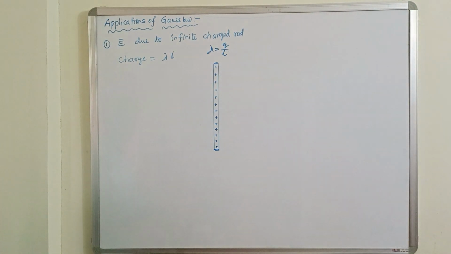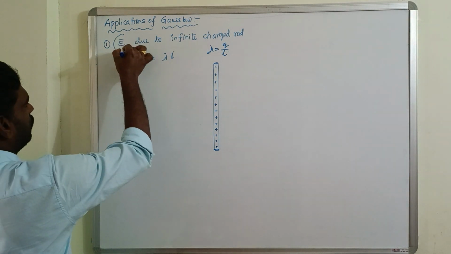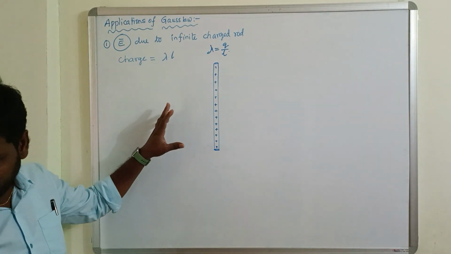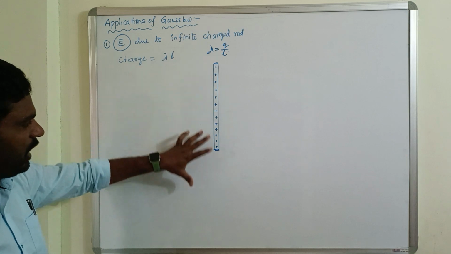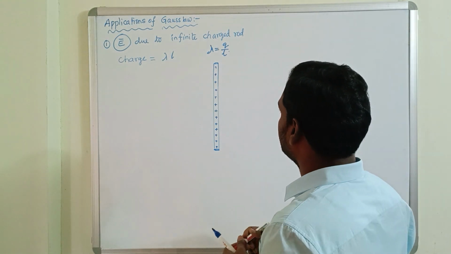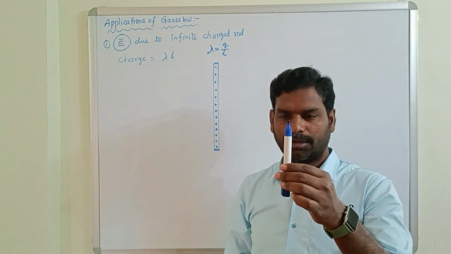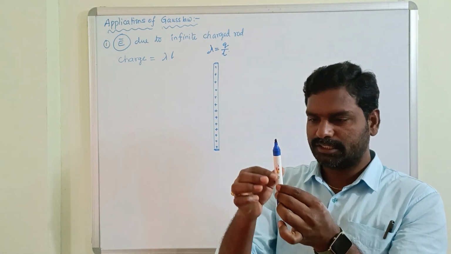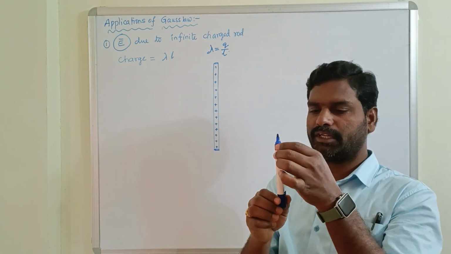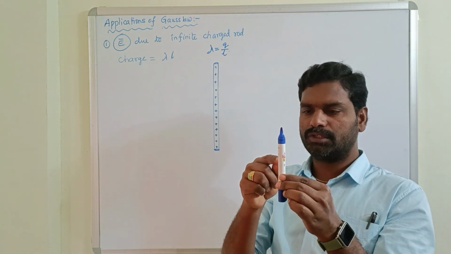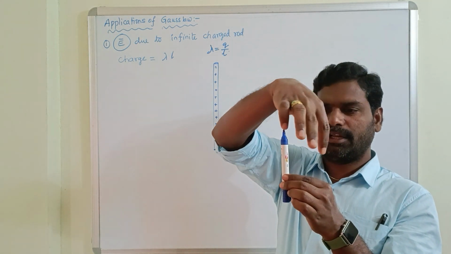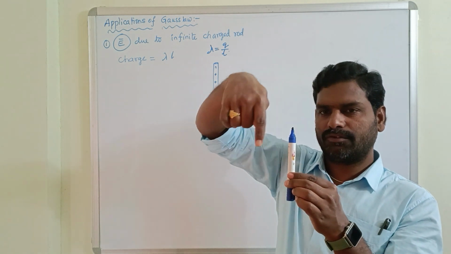Our aim is to find the electric field due to an infinite charged rod, the electric field due to an infinitely long, straight, uniformly charged wire. In order to apply Gauss law, what do we need to do? We need to construct a Gaussian surface. Consider this as the charged wire having infinite length. The electric field due to this charged wire at this point, at this point, at this point, at equidistance around it is equal to constant.